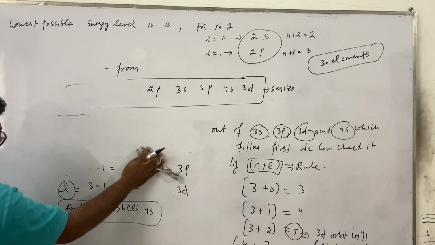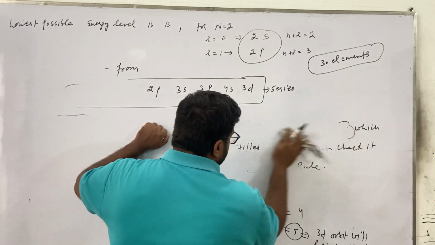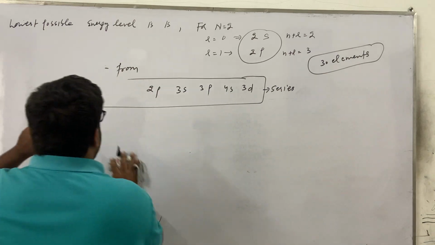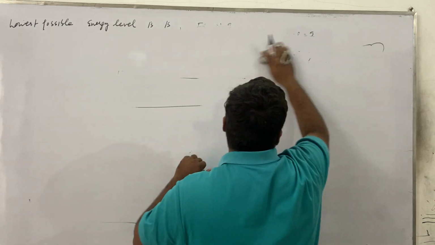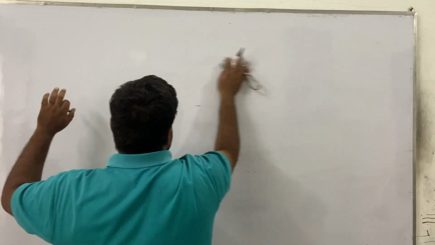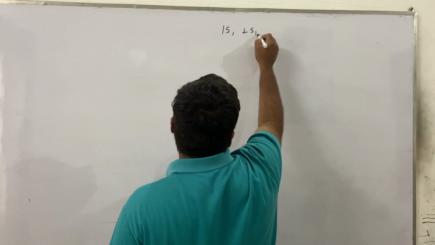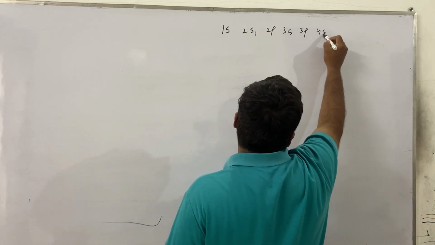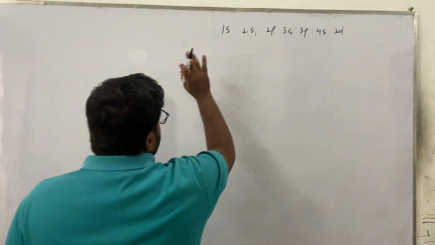Now we will start how to fill the electrons in this series. You have to remember 1s, 2s, 2p, 3s, 3p, 4s, and 3d. And you have to remember these things.